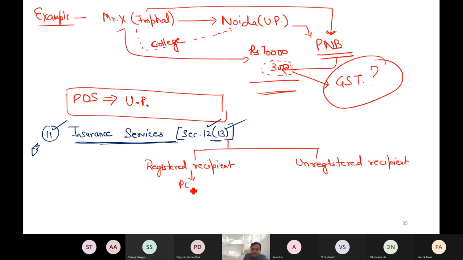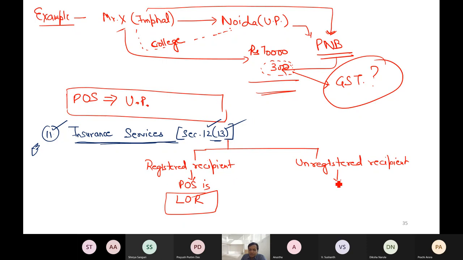If registered, then the place of supply is location of recipient. If unregistered, then location of recipient does not matter. What is actually the location? I have still not shown it to you. I will show you after winding up section 12.